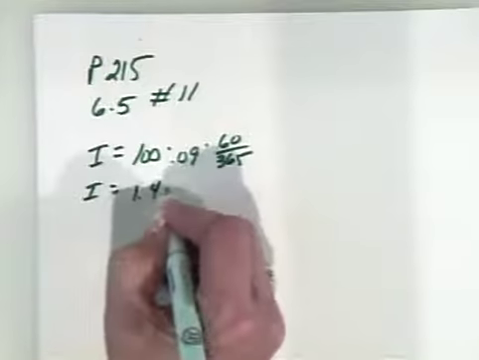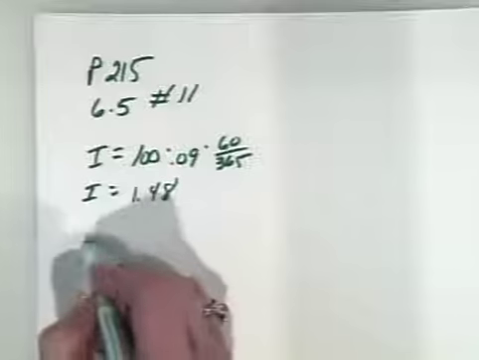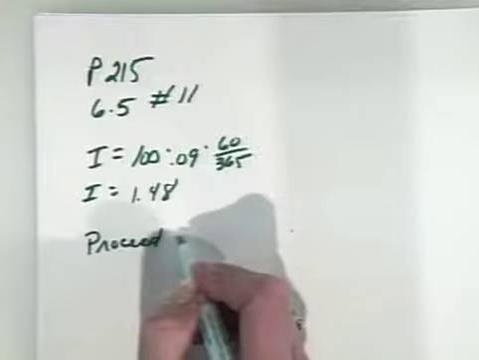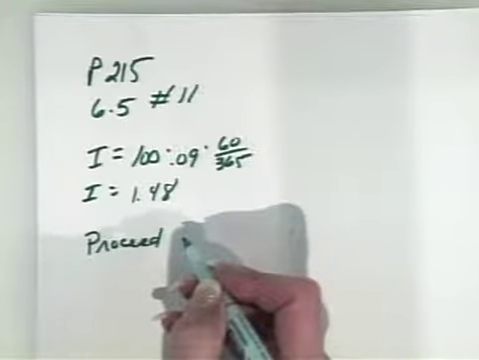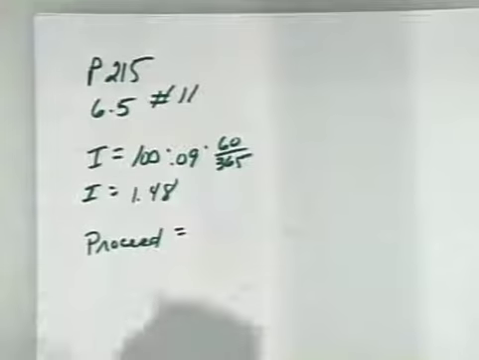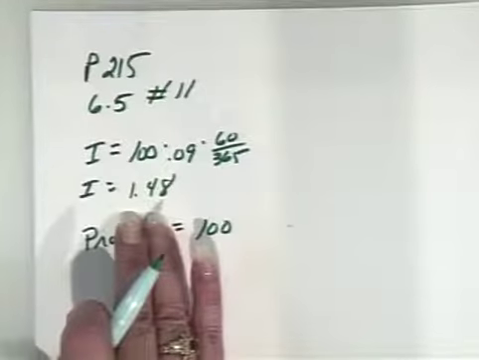I end up with $1.48. Okay. This is a simple interest note, not a discount note. What are the proceeds to the lender? Oh, that would be the maturity value. 100, that's right. Proceeds are always going to be either the face value or they're going to be the face value minus the interest. You come and borrow $100, 9% for 60 days, exact. I'm going to cut you a check for $100. You would in the end owe me $101.48, maturity value.